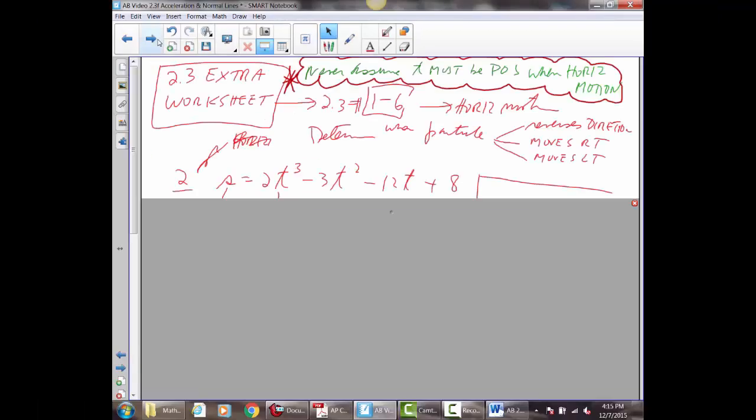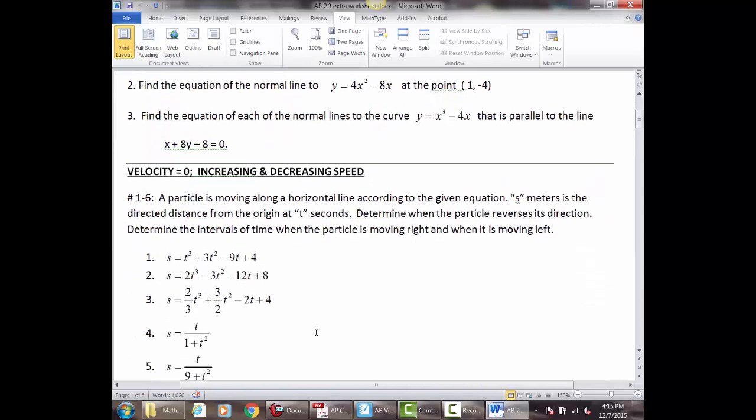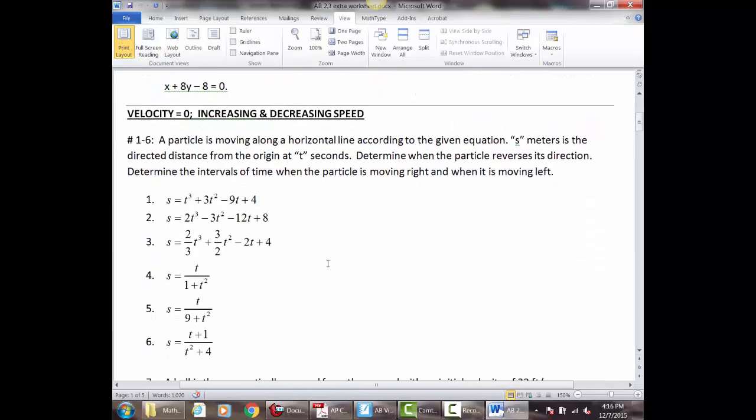Tangent line. That's all there is on there. This is just find the equation of the normal line, find the equation of each of the normal lines. Okay, so let's look at numbers 1 through 6, which now are the motion problems on this worksheet.